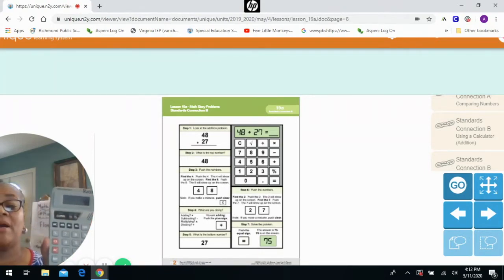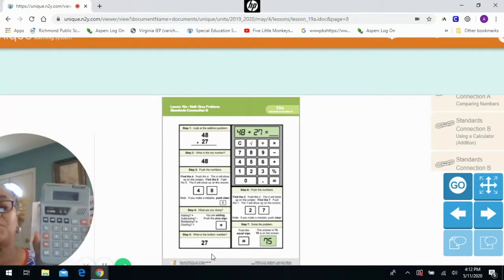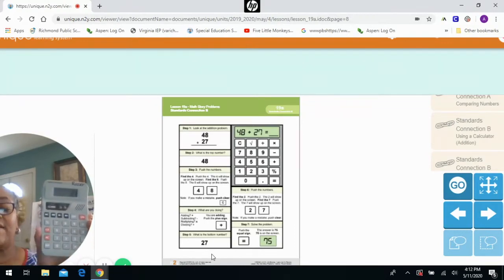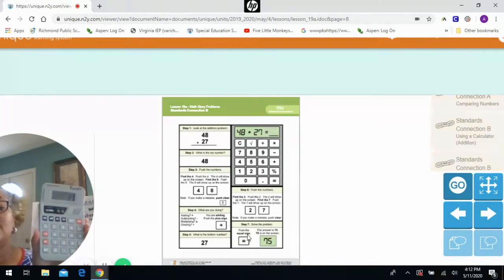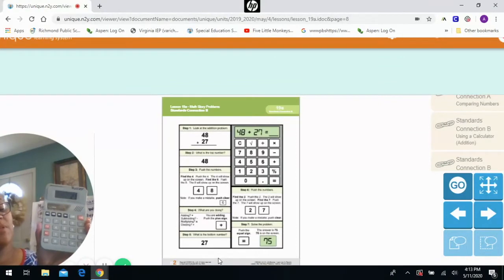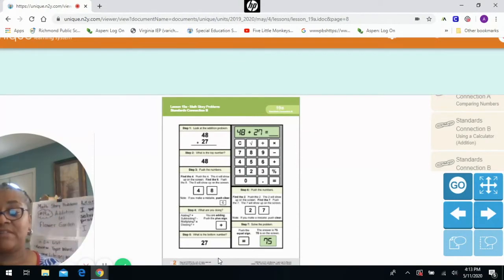Plus. And then we're going to put the bottom number in. What's the bottom number? 27. Let's put our digits in. The first digit would be 2 and 7. Okay, and remember the equal sign? That means the mathematical equality. What is the solution? What are we solving for? Let's press the one with the double lines, right there beside the addition sign. It equals 75.